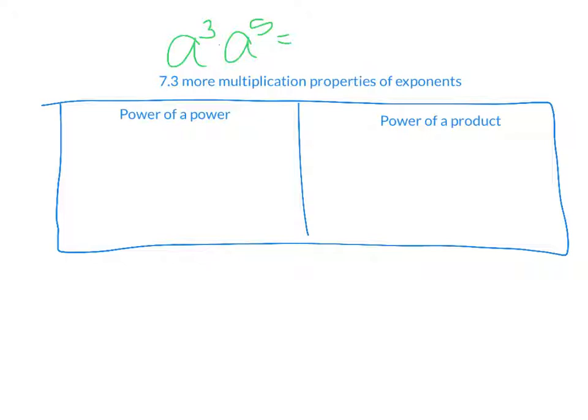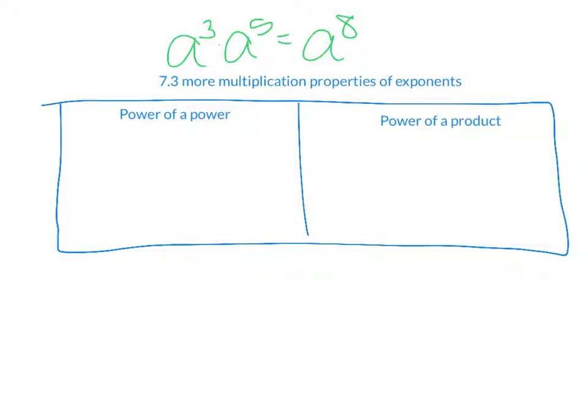But the reason why it's a to the 8th, if we think about what a cubed means, it means a times a times a. A to the 5th means a times a times a times a times a. And if I were to write all of those out, there would be 8 a's being multiplied together. So that was yesterday's rule.